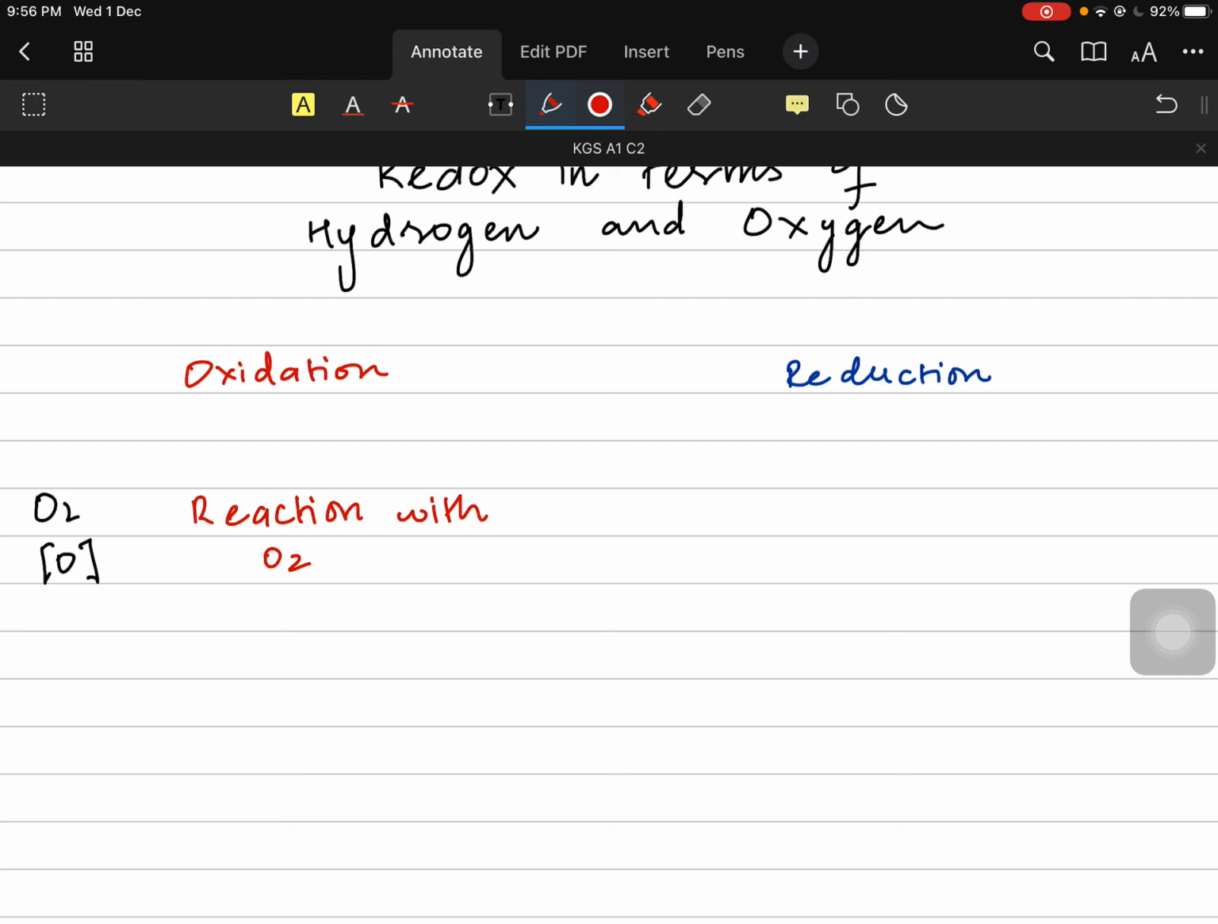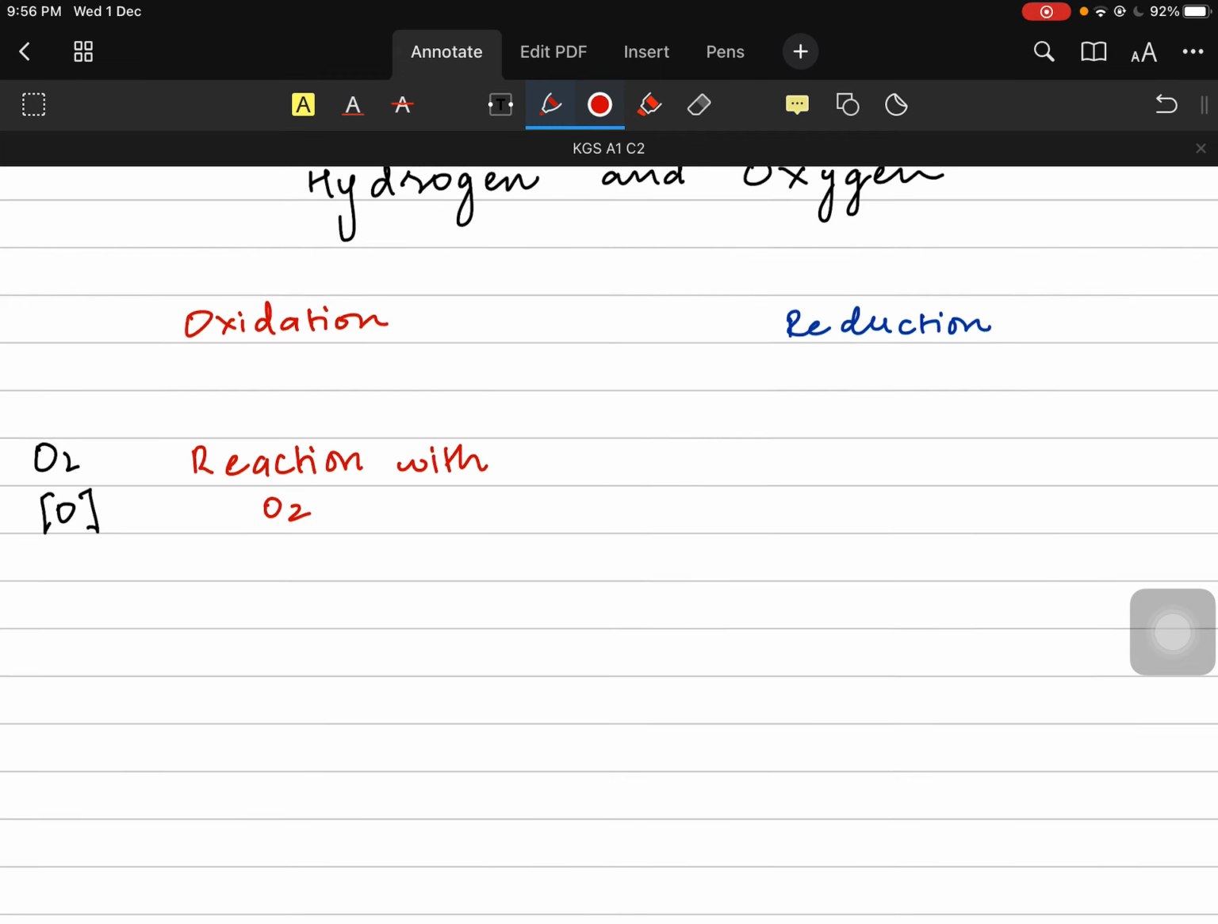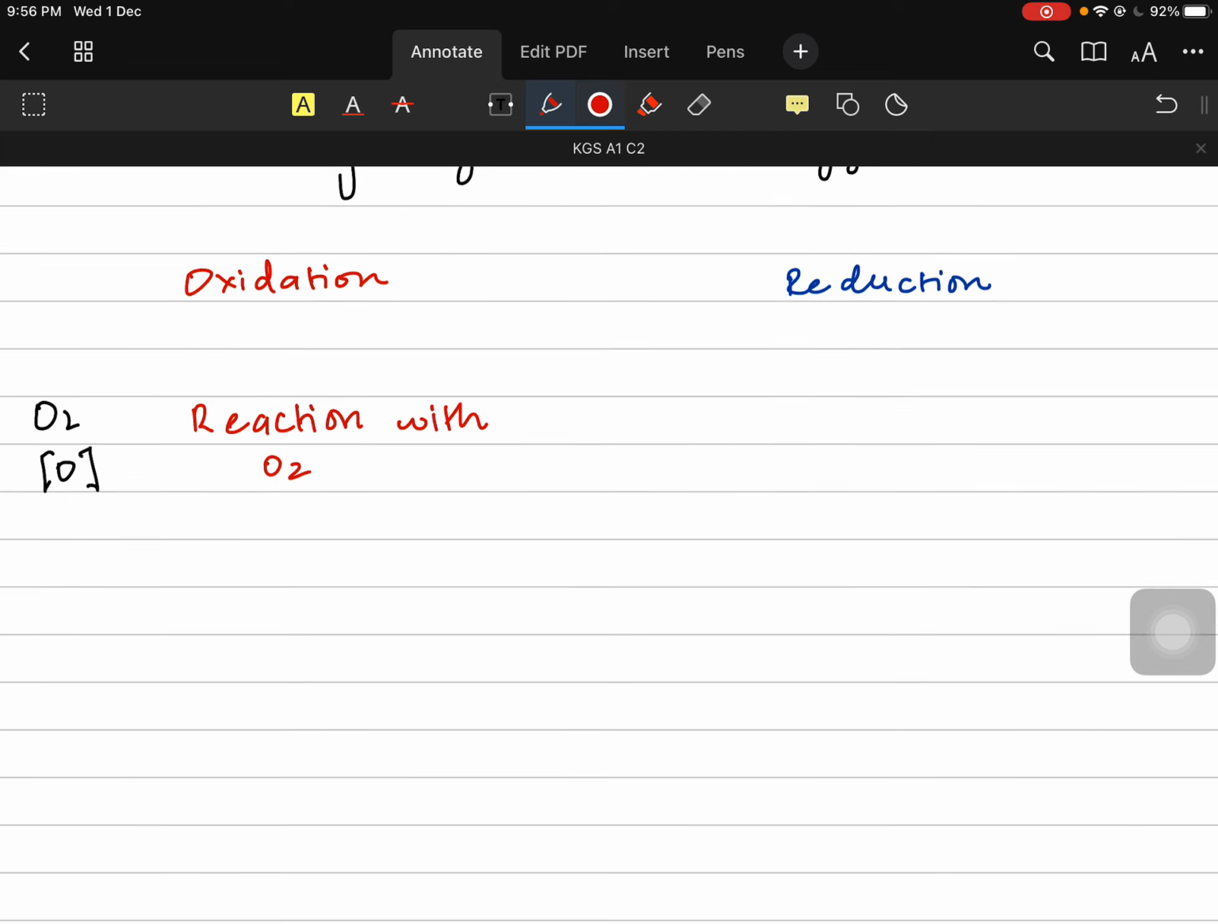It involves the reaction of virtually any element, a metal or a non-metal, with oxygen. For example, sulfur reacting with oxygen to make sulfur dioxide would be oxidation of sulfur. Carbon reacting with oxygen would make carbon dioxide, again the oxidation of carbon. Perhaps silicon reacts with oxygen to make sand, or you can also call it silica. That is again oxidation of silicon.